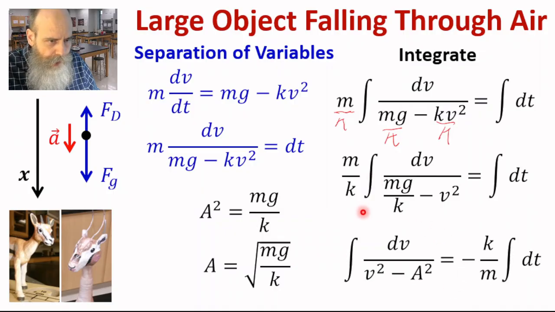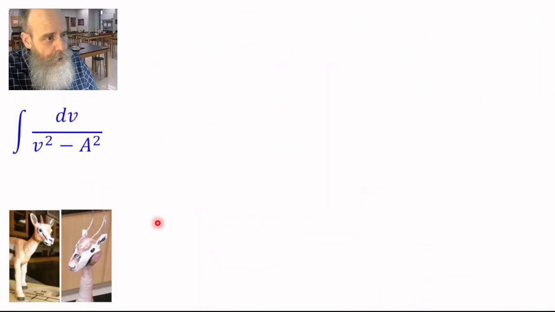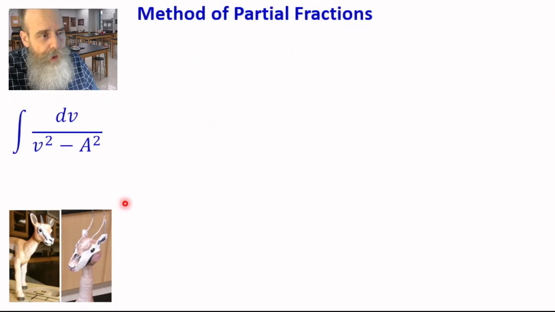I can write it like this, by the way. I multiply by negative k over m, so I get negative k over m here. Here I have v squared over a. Up here was a squared minus v squared, but I multiply by negative 1, so now it's v squared minus a squared. As I said, we could use trigonometric substitution to solve this integral, or we could use the method of partial fractions. Both ways work. Today I will show the method of partial fractions since I think it's more straightforward.